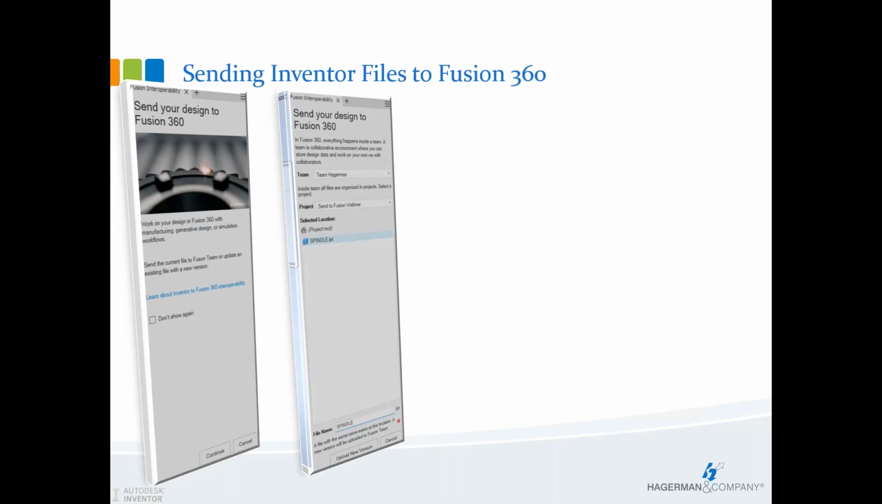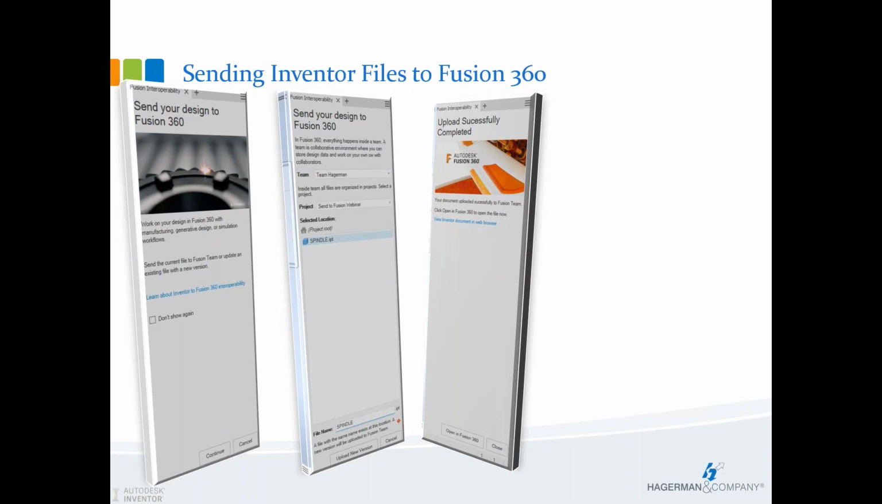That panel will change as you hit continue, and it will ask for the team that you want to go to, and you can even specify the project within that team that you want to send the files to. And if you wanted to, you could give it a different name. You can change that file name down at the bottom. And then finally, the panel will say open in Fusion, and that's if you want to. You can send it and open it up and view the file in Fusion if you want to, or you can just send it and use it in Fusion Designs as a component.